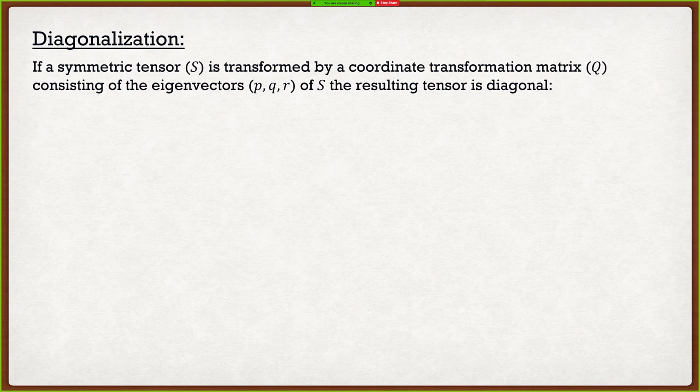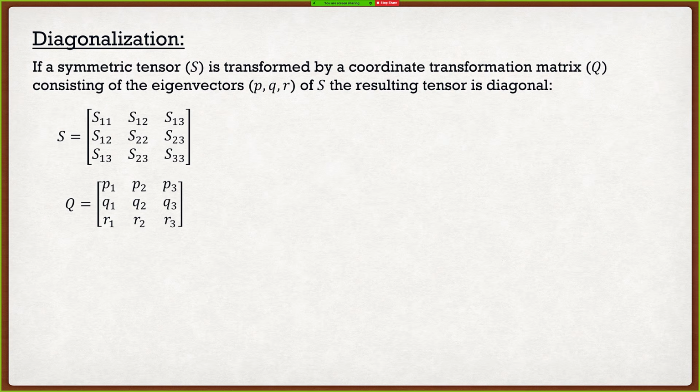Now, you look at those words and you say, I don't understand any of that. I'm an engineer. I'm not an English major. Don't give me any words, give me something I can see. Well, I'm saying that if we have a symmetric tensor S, that has 6 components, and we have a coordinate transformation matrix that is special in that the rows of this coordinate transformation matrix Q are the eigenvectors of S. So if we look at row 1 of Q, it's P1, P2, and P3. So that's an eigenvector of S.